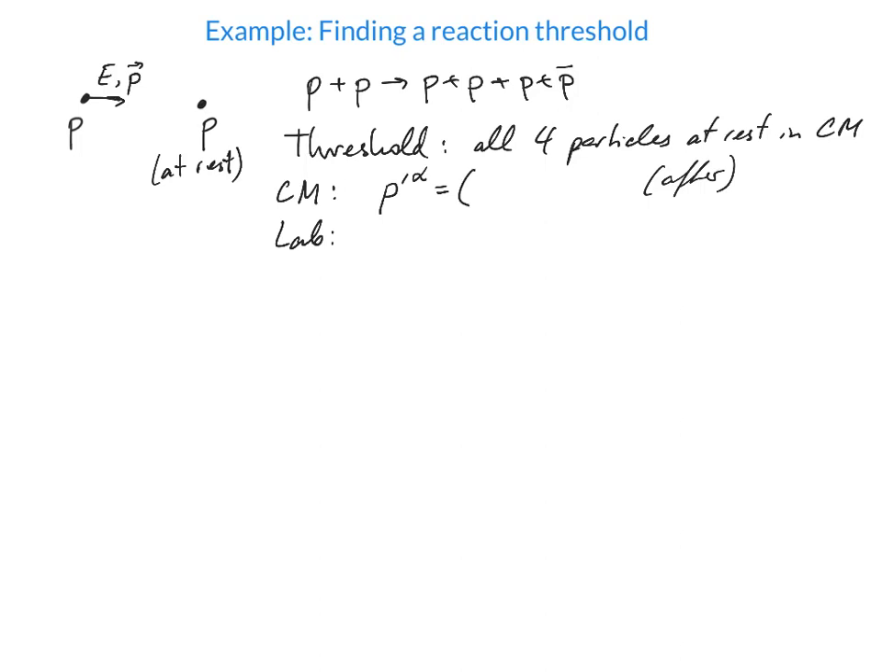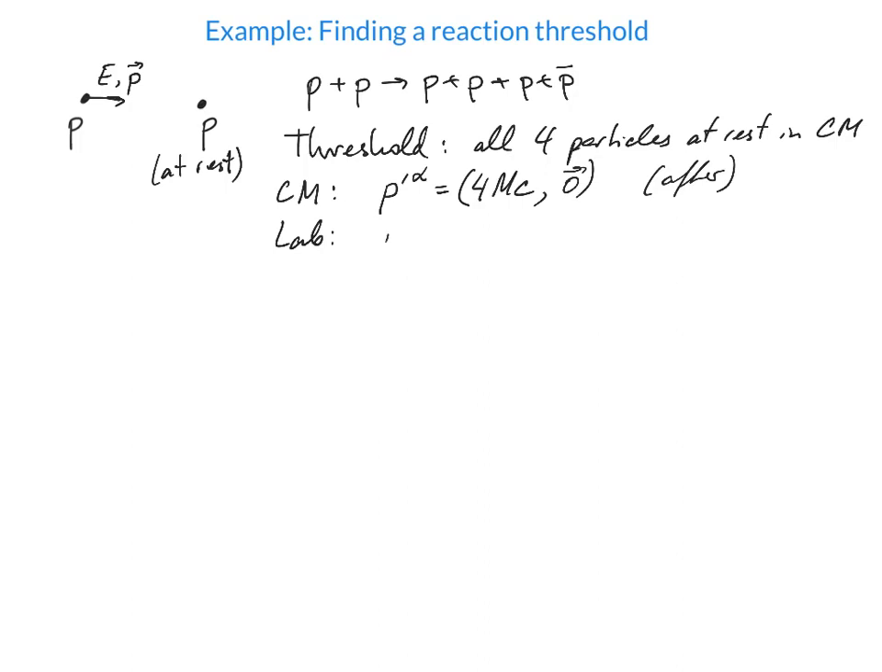Now, we have 4 particles at rest in the center of mass frame. So we have 4 rest masses, or 4 rest energies of a proton divided by c. So the rest energy is mc squared. So here I have 4 mc. Now the momentum is 0. They're all at rest.